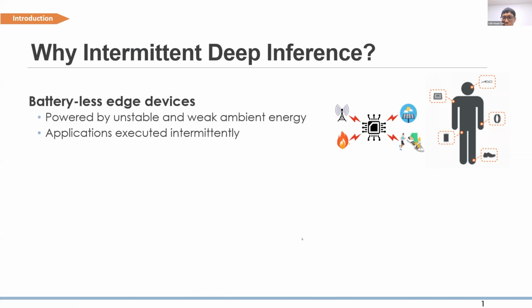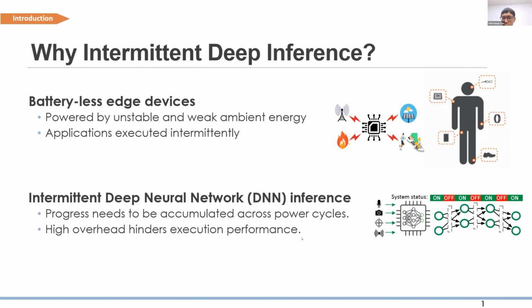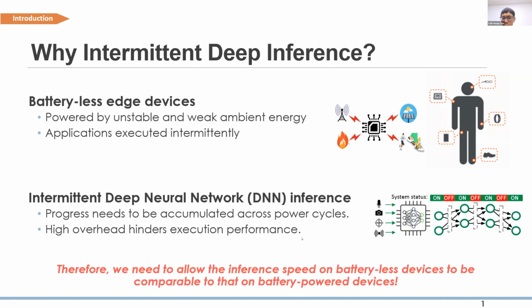Well, energy harvesting has unlocked new possibilities for sustainable and low-cost batteryless edge devices. However, as ambient energy is weak and unstable, they experience frequent power failures and intermittent operation. Recent work has enabled the execution of deep neural network inference on such intermittent systems, but their execution performance is impacted by the additional overhead required to accumulate the inference progress across power cycles. Therefore, we need to achieve an inference speed on batteryless devices comparable to that on battery-powered devices.